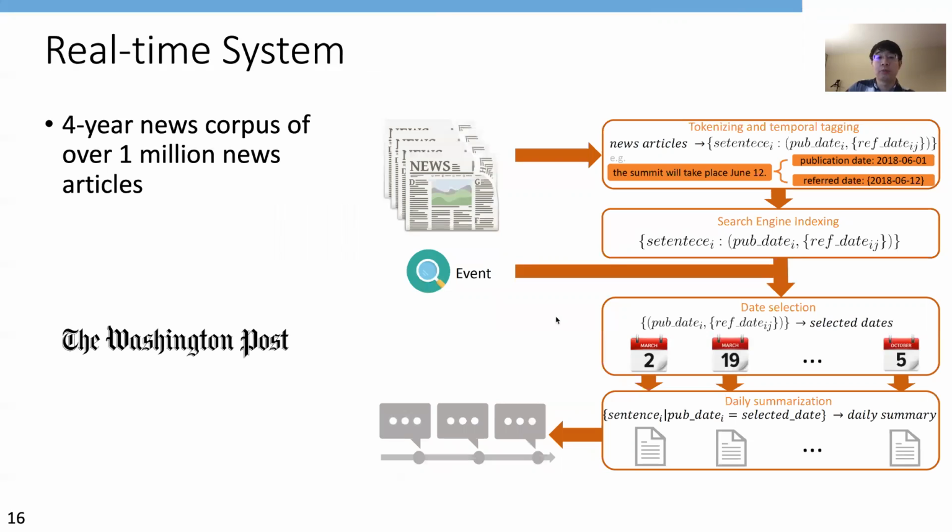Finally, we use our approach to build a real-time news timeline summarization system on an industry-level news corpus from the Washington Post. We pre-processed a 4-year news corpus of over 1 million news articles and use a search engine to index all the temporally tagged and tokenized sentences. Given event keywords and expected event duration, the system can retrieve the relevant content and use our method to generate news timelines in real time.